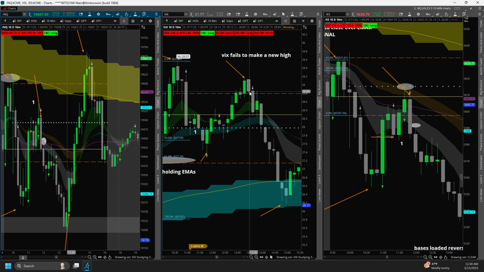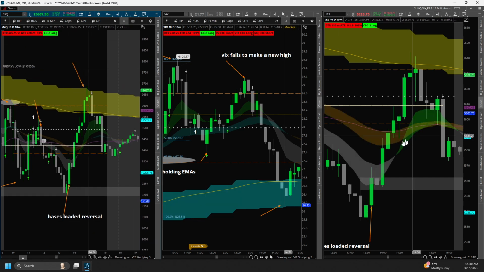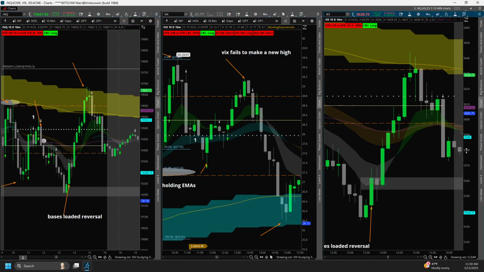It looks like it's trying to orb break and base, but then it fails and it knifes back down. At this point, sorry, let me scroll over. At this point, I have bases loaded for reversal, right? So bases loaded reversal here by the body, to go long. And I'm at least thinking, hey, we're going to go test this high, which we do.